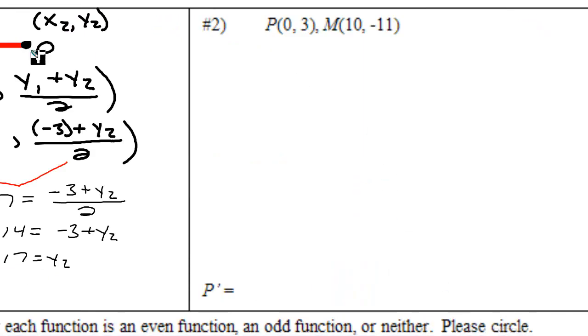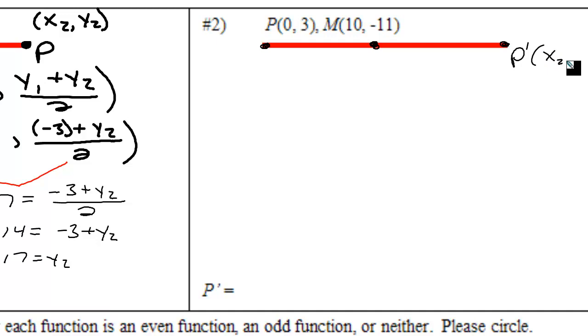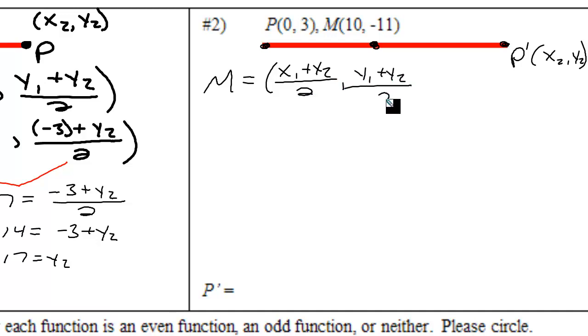Number 2, do it the same way. We have a segment. P is an endpoint, M is the midpoint, and P prime is the other endpoint. Midpoint formula: average of your x values, followed by the average of your y values. Midpoint is (10, negative 11).